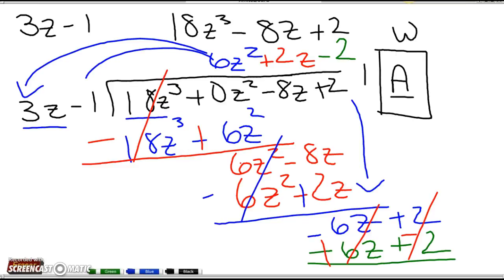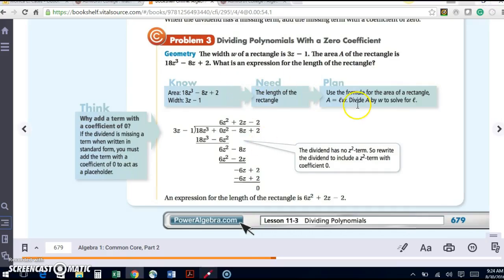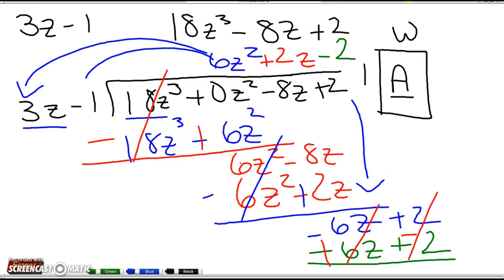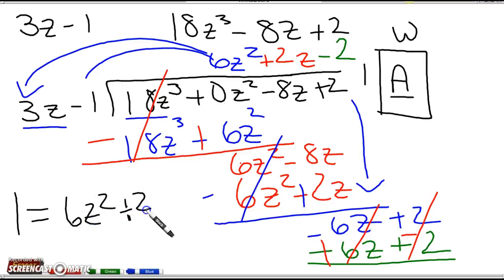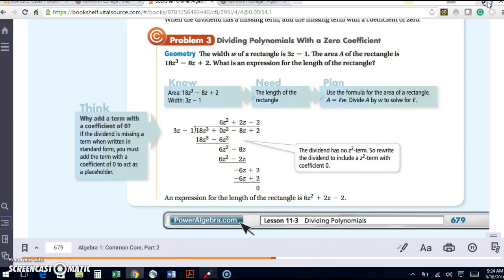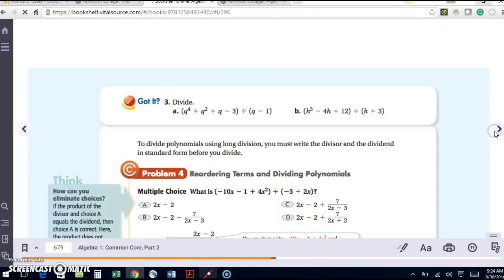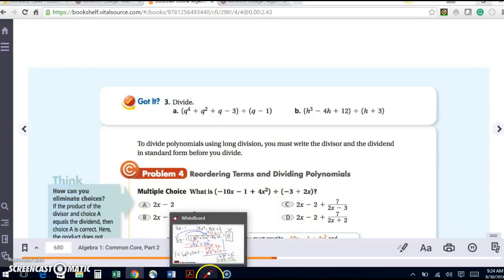So let's see, what was this length or width that I was looking for? Can't remember offhand. What is the length? So my length is 6z squared plus 2z minus 2. And let's see if that's what they got. 6z squared plus 2z minus 2. Yep. So let's do the got it now.